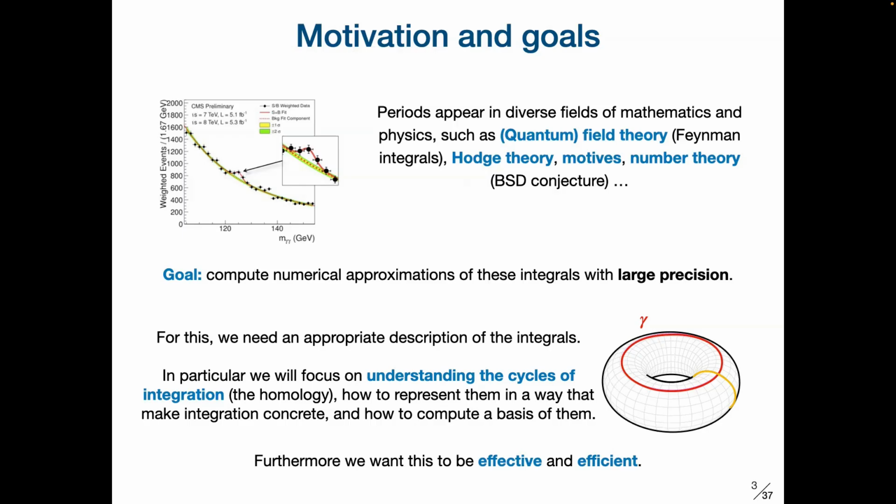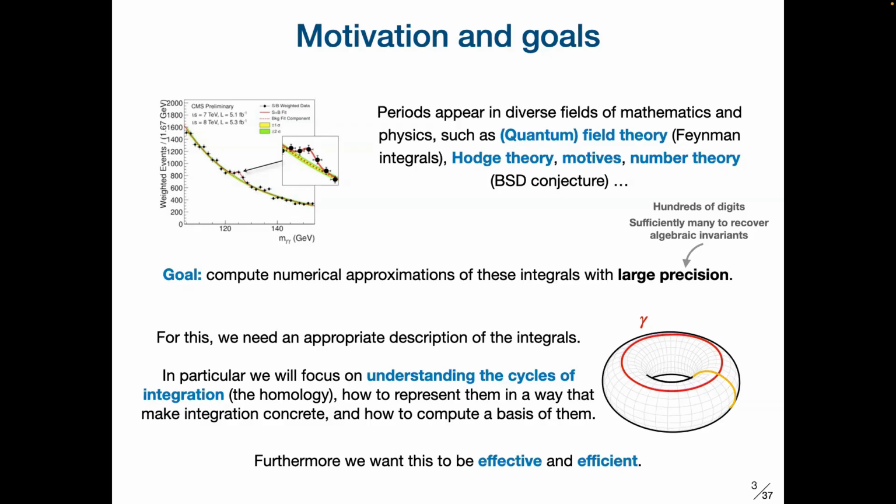And the goal for today, for my talk, is to give you a method for computing numerical approximations of these periods with very large precision. And what I mean by very large precision is several hundreds of digits, which is way more than anything you would need for physical applications. But the idea behind computing these numbers with such extreme precision is that if you do so, you can recover some of the algebraic invariants of the underlying geometries. You can recover them just from these decimal expansions.